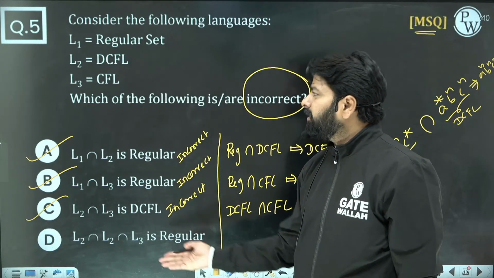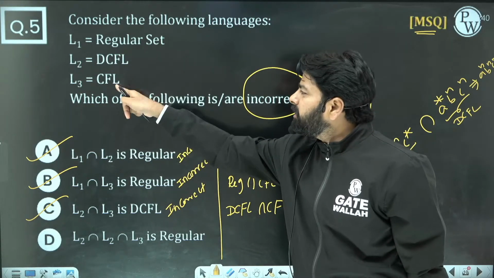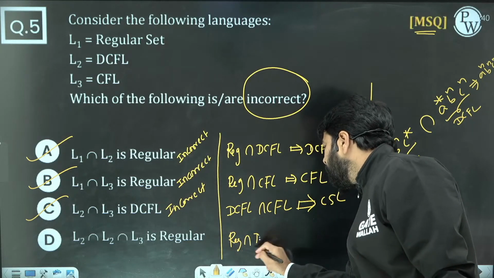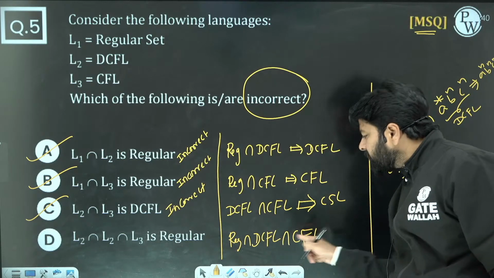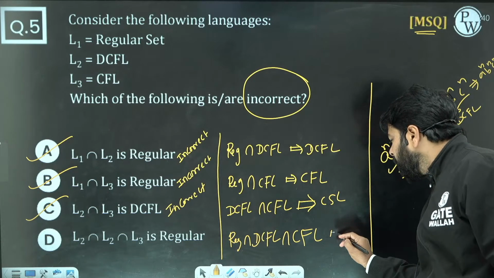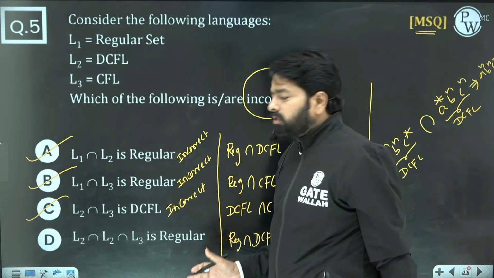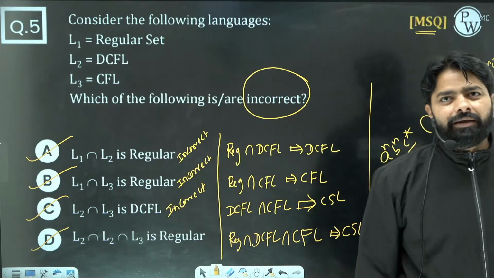And you know that regular intersection DCFL intersection CFL, these two are already giving CSL. CSL intersection with regular, you always get CSL, remaining we may or may not. Okay, so this is A, B, C, D again.